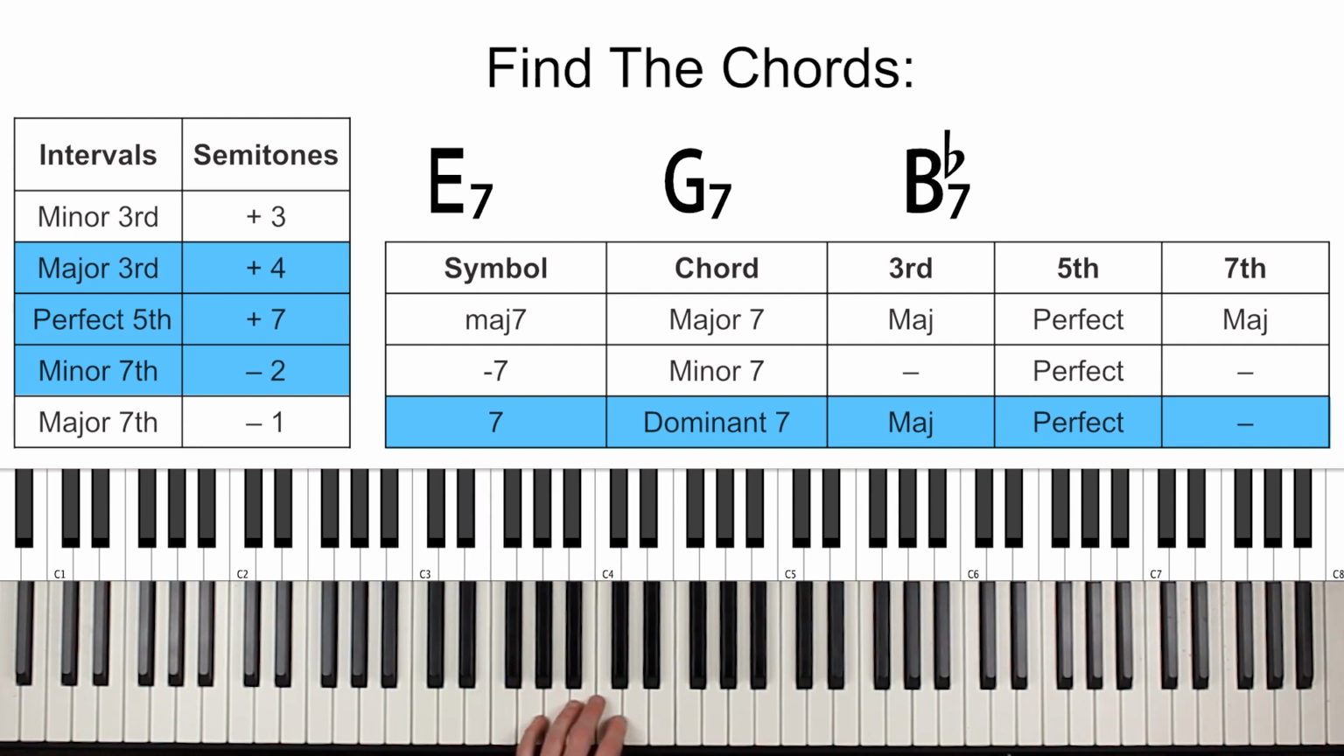For G dominant 7, the root will be G, and then it's a major third, 1, 2, 3, 4, and then it's a perfect fifth, 1, 2, 3, 4, 5, 6, 7, and then for the minor 7th, we come up to this root here and come down 1, 2. And that's G dominant 7. And for B flat dominant 7, our root is B flat, and then a major third, 1, 2, 3, 4, and then a fifth, 1, 2, 3, 4, 5, 6, 7, and then a minor 7th, which we find by coming to this B flat here and going down 1, 2, and that's B flat dominant 7.